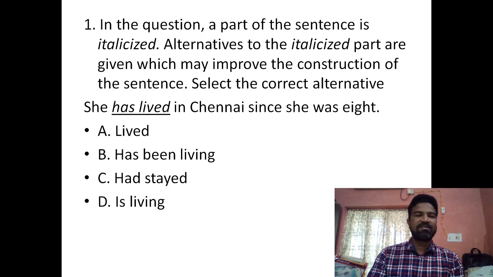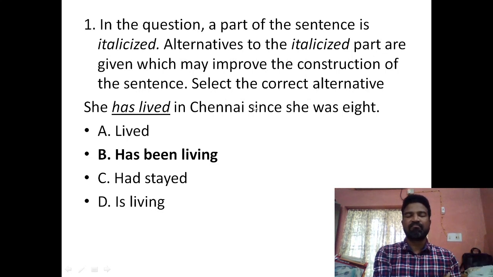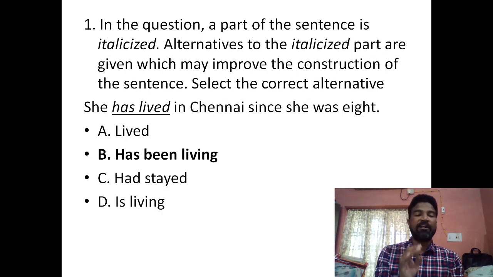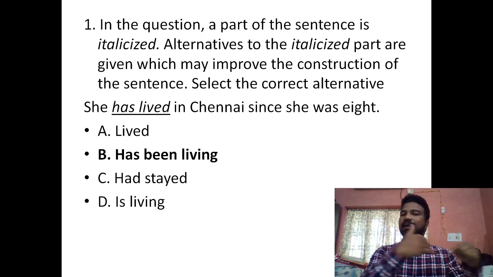Well, the answer is has been living, option B. She has been living in Chennai since she was 8. Friends, try to understand this statement is in present perfect continuous tense, precisely because the word since indicates an action which started in the past and continues up to a particular time in the present, even to the present moment. For such actions, we use present perfect continuous tense: an action started in the past and continuing even till this time.